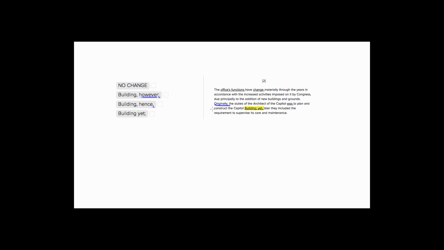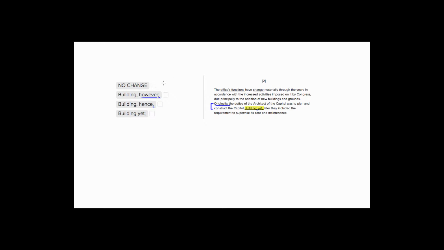Okay, so here we have a standalone sentence which is talking about the original or initial duties of the architects of the Capitol. So let's look at our first choice. It puts a semicolon between this building and yet. So this is a standalone. Let's look. Yet later, they included the requirement to supervise its care and maintenance. Also standalone. So this is a good use of the semicolon. So we can leave that one in.